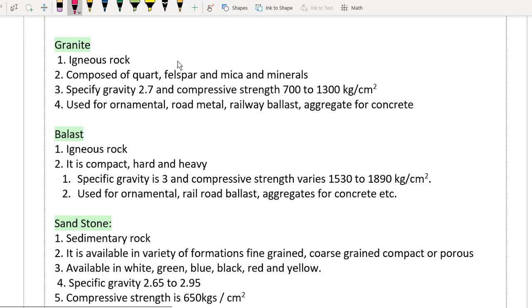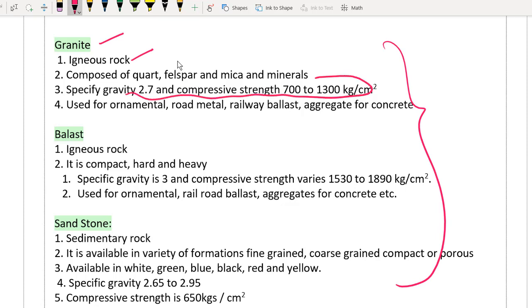Okay, so I have given properties of certain rocks. For example granite, it is an igneous rock. How much will the specific gravity be, how much will the strength be, just have a look once, not that important, that's it. Okay, so it will be easy for you. And this point is very important, composed of quartz, feldspar, mica and minerals. So what is the composition of granite? If someone asks, you can write quartz, feldspar, mica and minerals, but not that important.